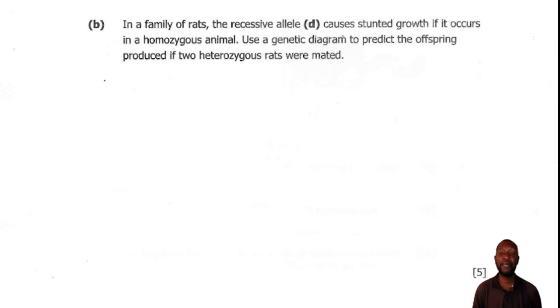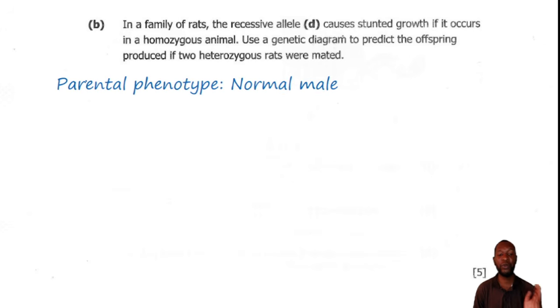Part B. In a family of rats, the recessive allele, small letter d, causes stunted growth if it occurs in a homozygous animal. Use a genetic diagram to predict the offspring produced if 2 heterozygous rats were mated. When you are going to write a genetic diagram, there are 5 steps which you are going to follow. The first step is to write the parental phenotype. So parental phenotype, you are going to have normal male crossed with a normal female.